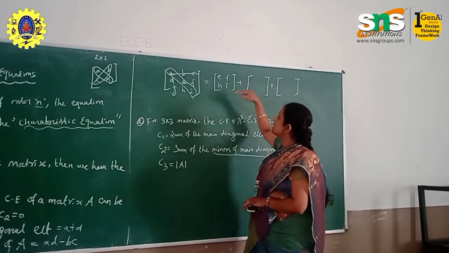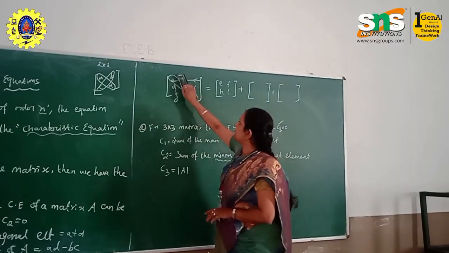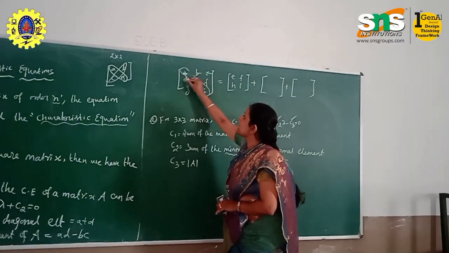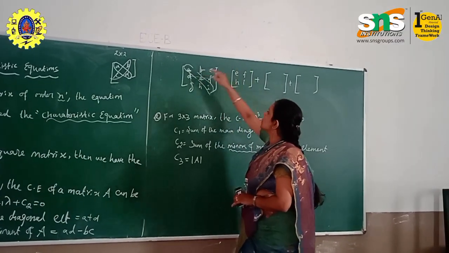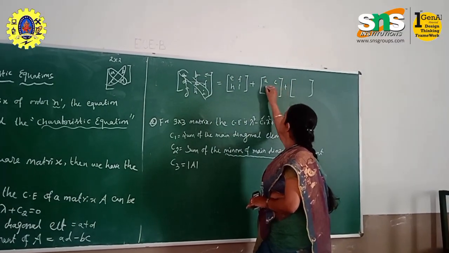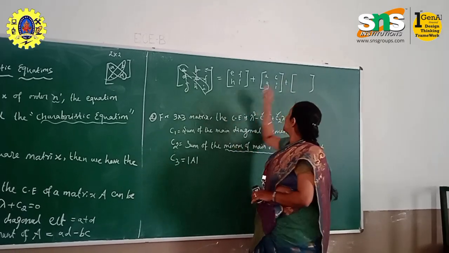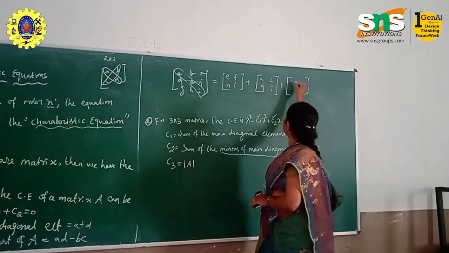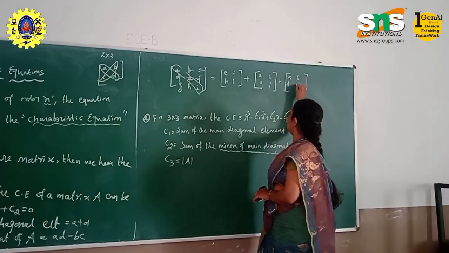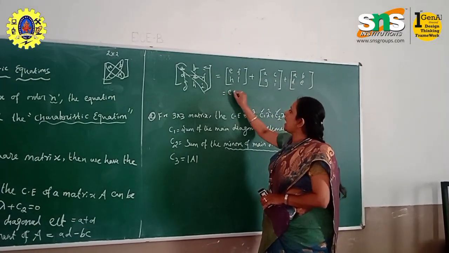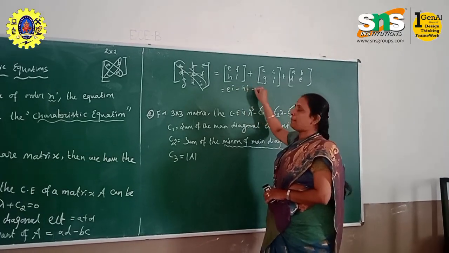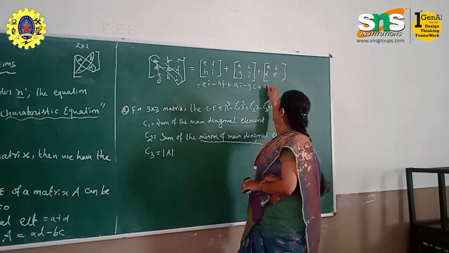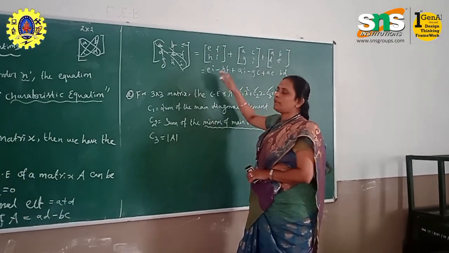Next, for the second main diagonal element E, we leave out the second row and second column, so the remaining elements are A, C, G, I. Next, for the third one, we leave out the third row and third column, so the elements are A, B, D, E. Then we get EI minus HF plus AI minus GC plus AE minus BD. Then we simplify.